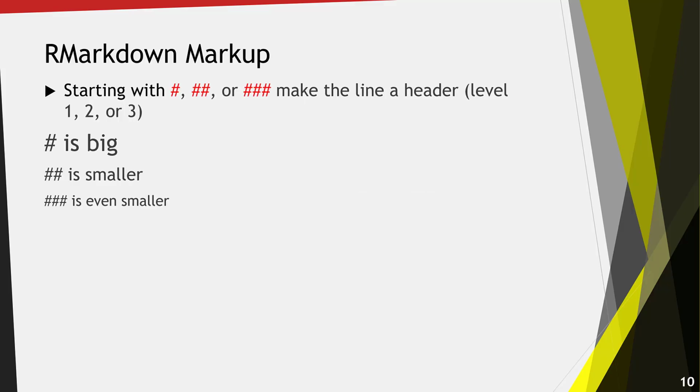So RMarkdown uses a series of formatting codes to tell Knitr how you would like the output text formatted. For example, starting a line with a hashtag will make the text in that line header text in your output document. Using 2 in a row will make a second level header.